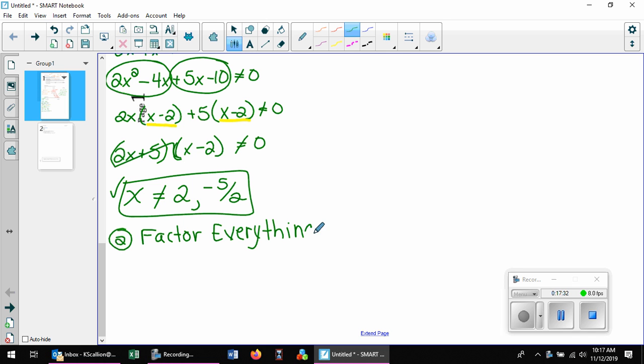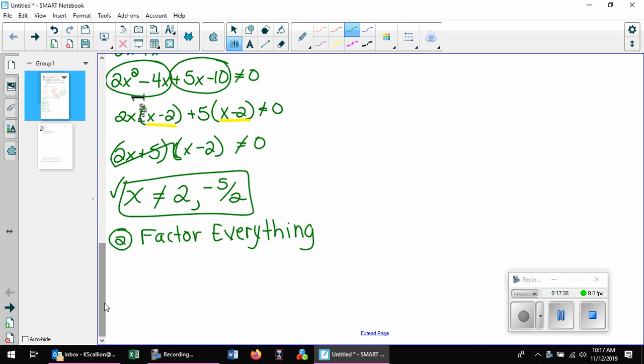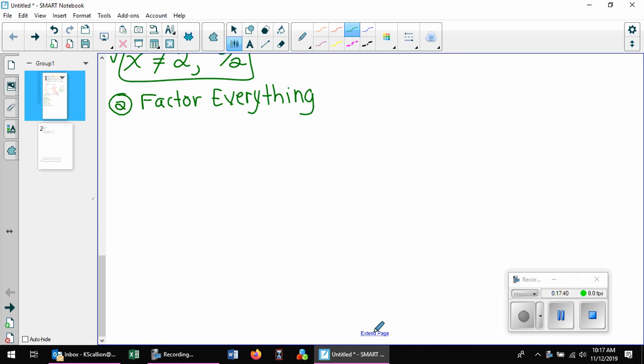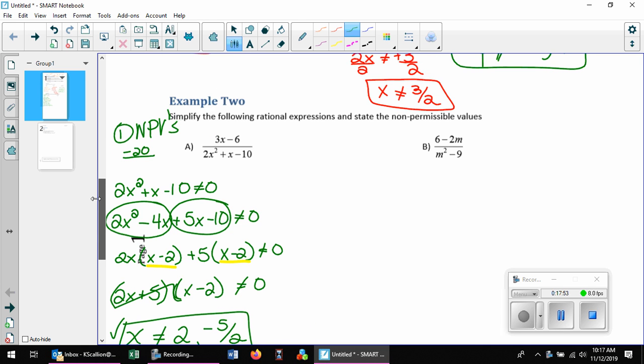And by everything, I mean numerator and denominator. And the good thing is you've already factored the denominator. You've done it here already. So don't refactor it because you just did it for your non-permissible values. So I'm going to jump back up here.